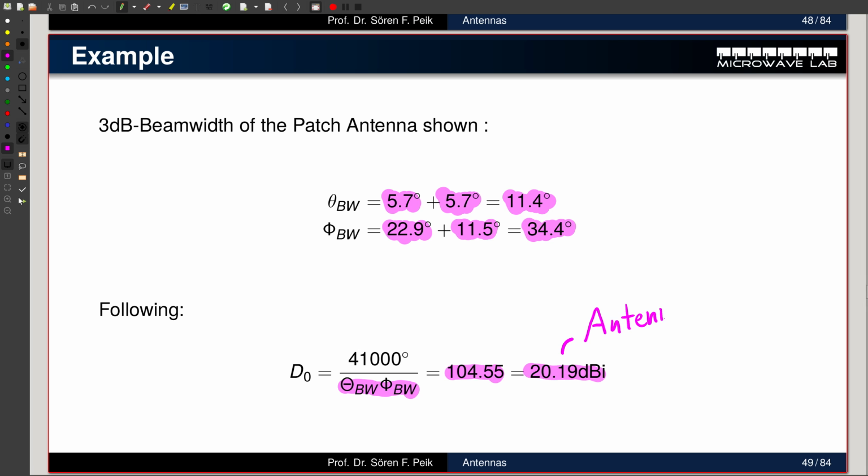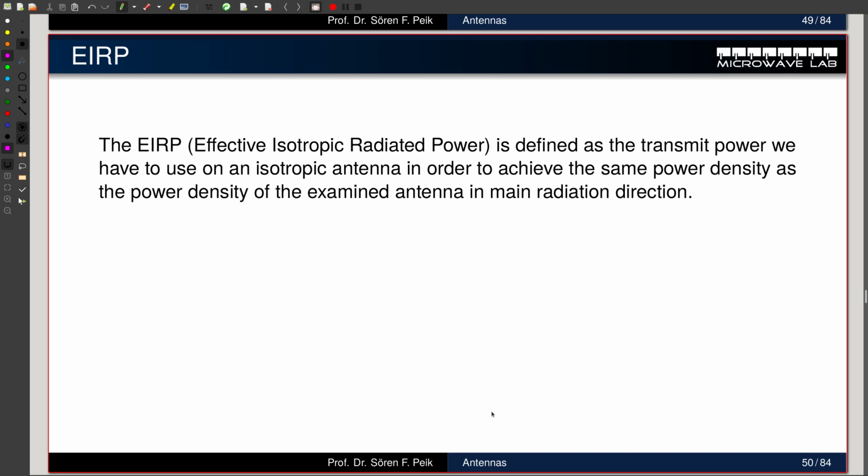That's how I can quickly approximate my antenna gain from one measurement. There are other methods to measure the gain. The actual gain, I think it's 18 dBi. So it's close, but it's not exact. Okay.